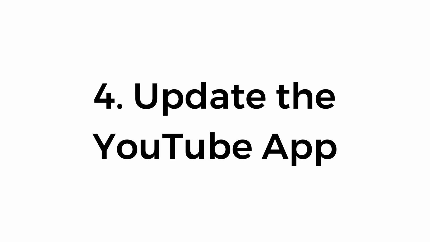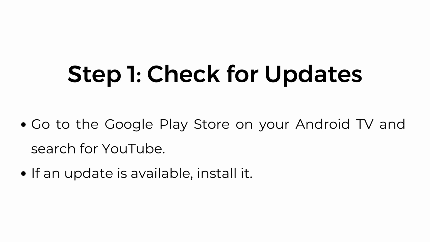4. Update the YouTube app. Step 1. Check for updates. Go to the Google Play Store on your Android TV and search for YouTube. If an update is available, install it.